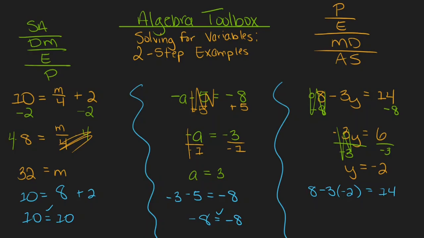Now that I'm back to simplifying a numerical expression, the left side of this equation, I have to use PEMDAS again. So I'll do this multiplication first. Negative 3 times negative 2 is positive 6. So I have 8 plus 6 equals 14. And 8 plus 6 is 14. So we have 14 equals 14. That is true. 14 does equal 14. So we know that our solution y equals negative 2 must be correct.